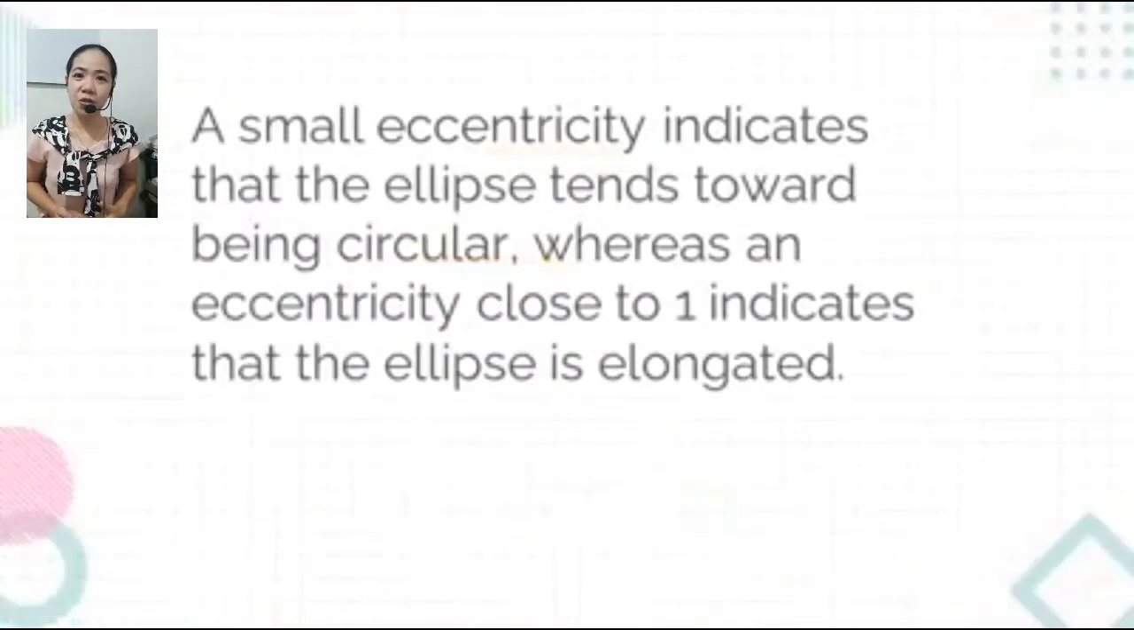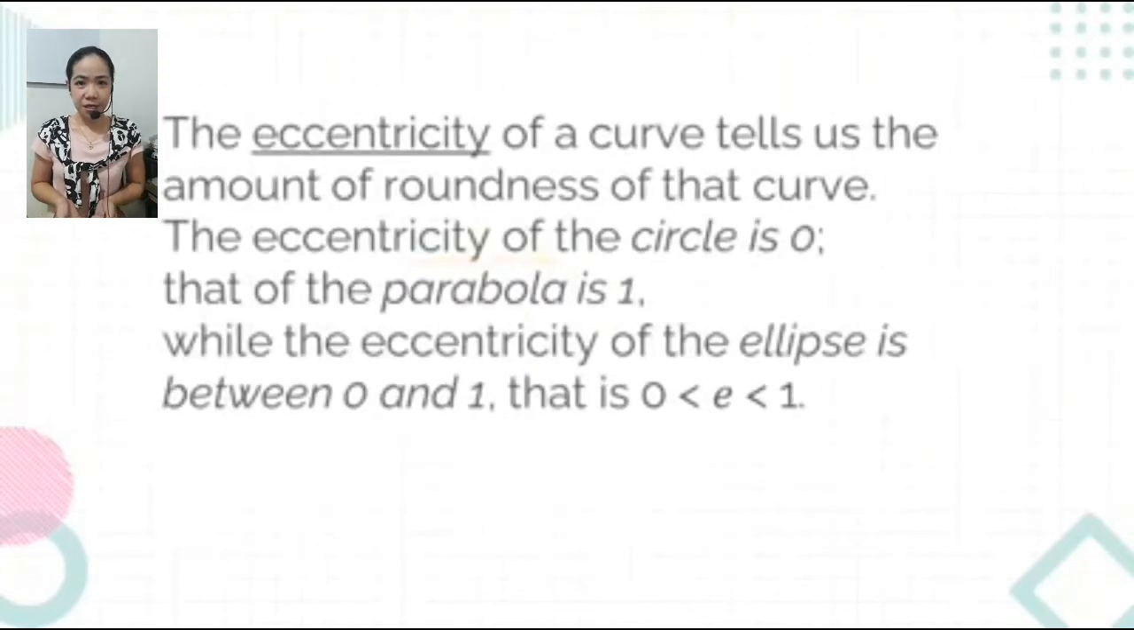Something you get to know: a small eccentricity indicates that the ellipse tends toward being circular, whereas an eccentricity close to 1 indicates that the ellipse is elongated. By the way, what is eccentricity? The eccentricity of a curve tells us the amount of roundness of that curve. The eccentricity of the circle is 0. That of the parabola is 1, while the eccentricity of the ellipse is between 0 and 1, that is, e is greater than 0 but less than 1.